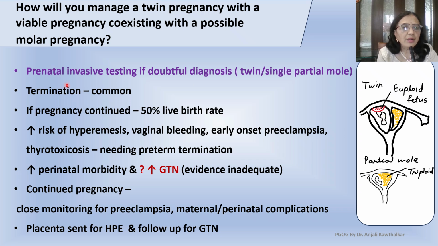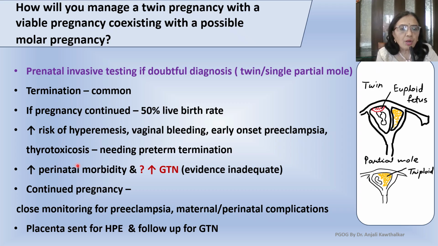Now, the usual modality of treatment is termination, but in the last few years, more pregnancies are being continued by doing patient counseling and taking a shared decision. In that case, the chance of a successful live birth is 50%. Live birth rate is 50%. In the remaining 50%, we need to go for preterm termination because there is increased risk of hyperemesis, vaginal bleeding throughout pregnancy, early onset preeclampsia, or thyrotoxicosis.